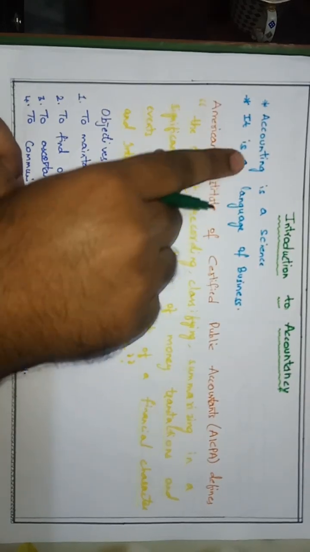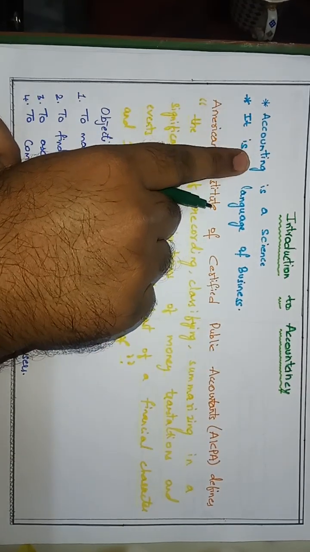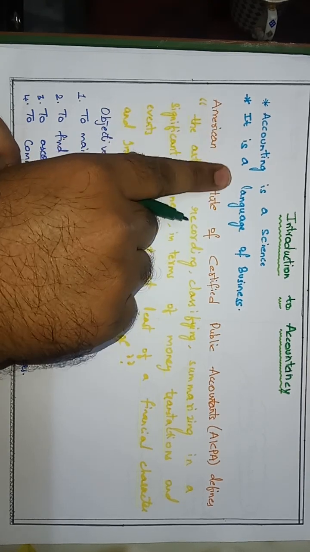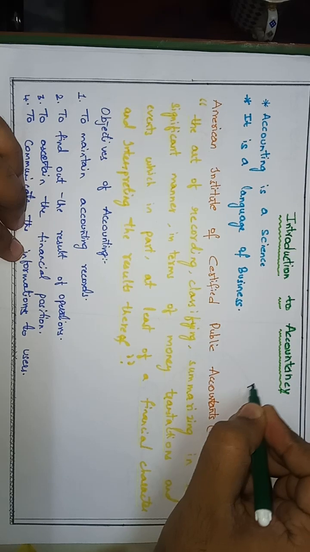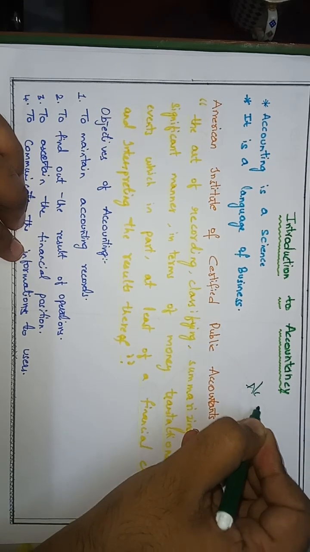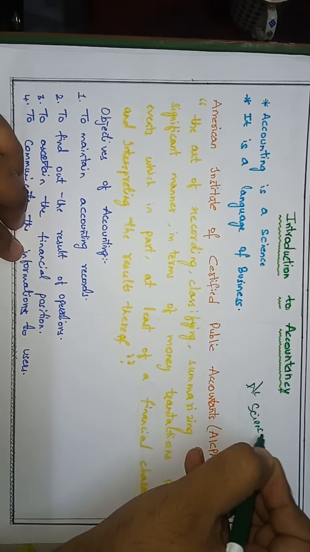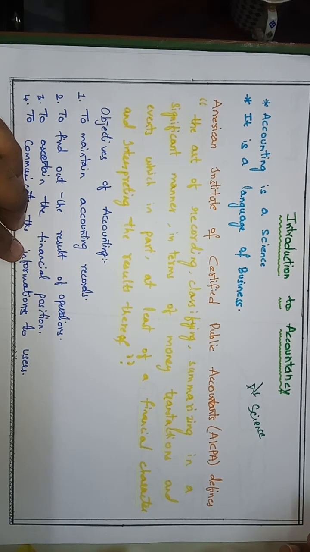What do you mean by accountancy? Let us see. Accounting is a science. It is a language of business. Basically, accountancy is called a science. It is a language of business. Why is it called a language of business?